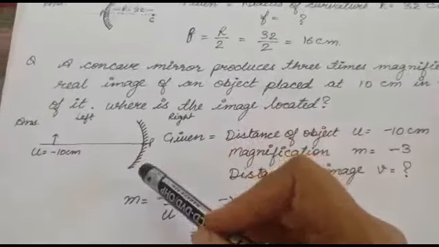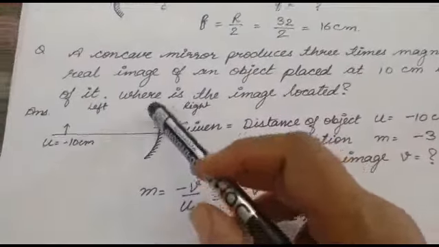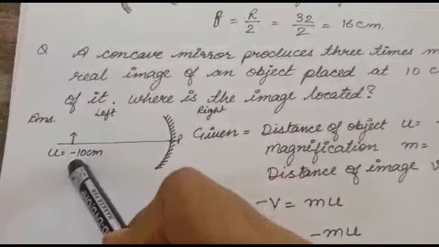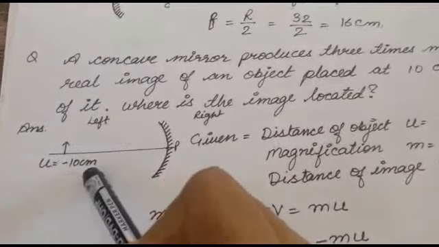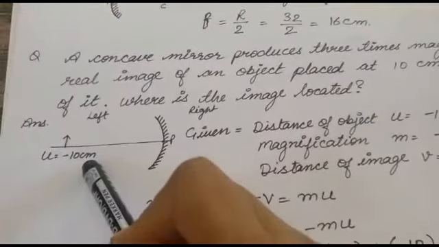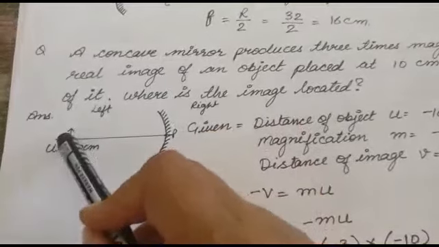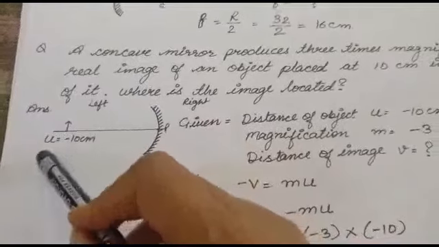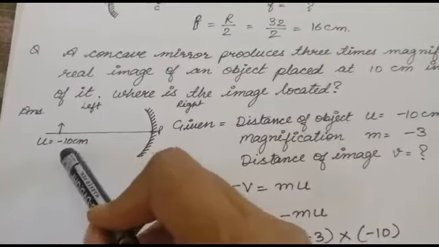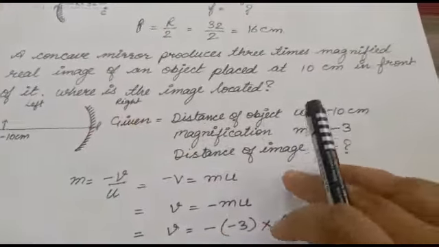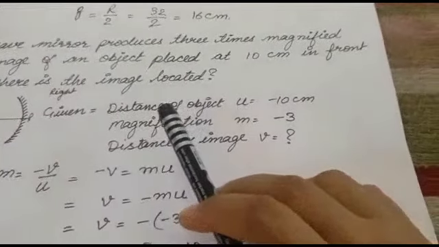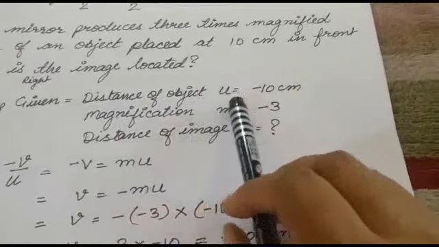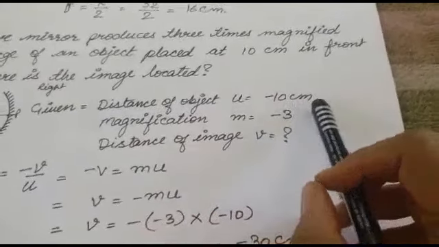So here also I have drawn a rough diagram to show the things. This is the concave mirror, and in front of the concave mirror the object is placed at a distance of 10 centimeter, and according to sign convention the distances at the left side of the mirror are always considered to be negative values. So I have written u equals minus 10 centimeter. So let us see what the values are given in the question. The first thing given is the distance of the object, that is u equals minus 10 centimeter.